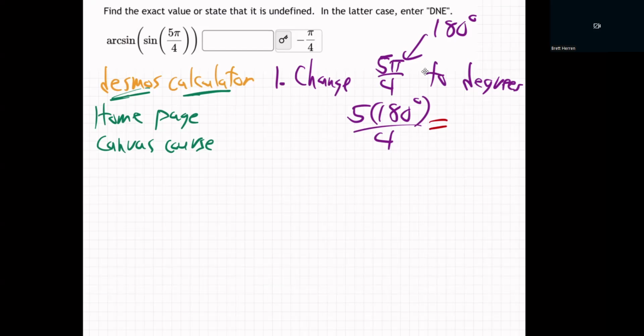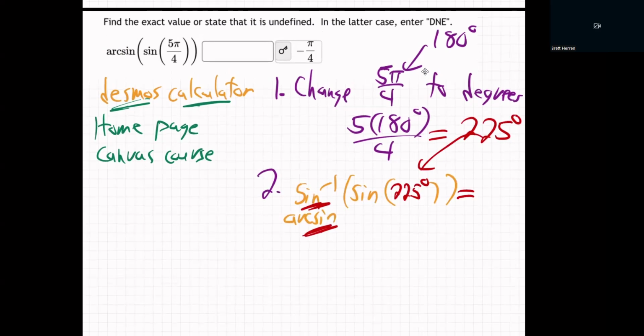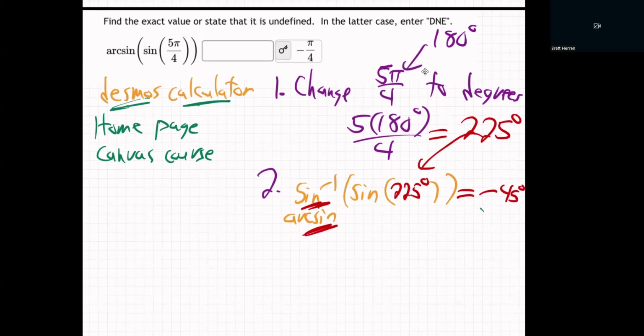Yeah, that's right. Okay, and then go back to the question, which will be sine inverse, that's the same as arc sine, of sine. Put in the 225. Sine inverse is the same as arc sine. You just type it in that way in Desmos, and it'll tell you minus 45 degrees. That'll be the answer from Desmos.